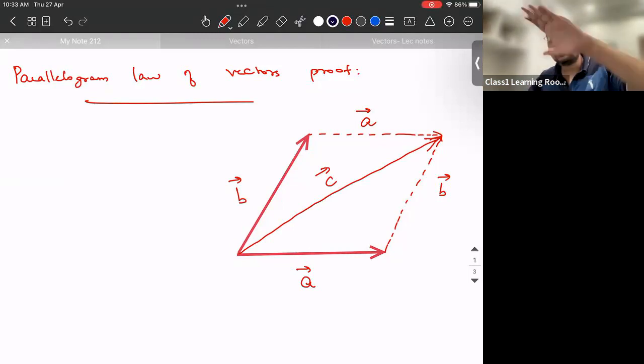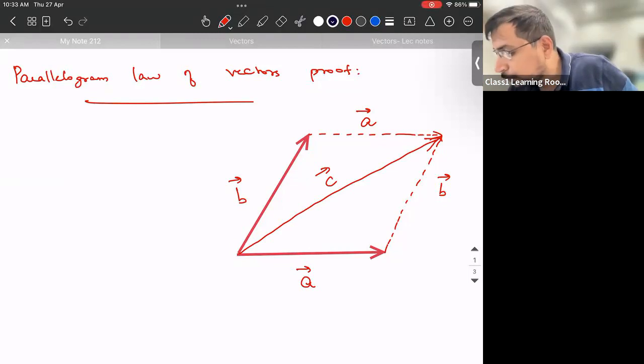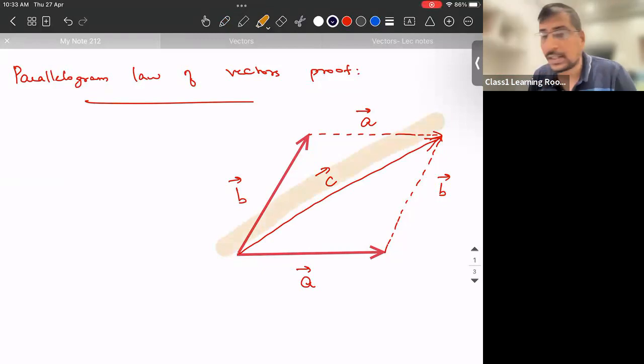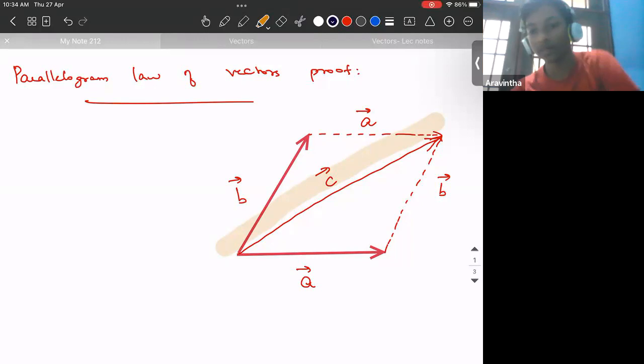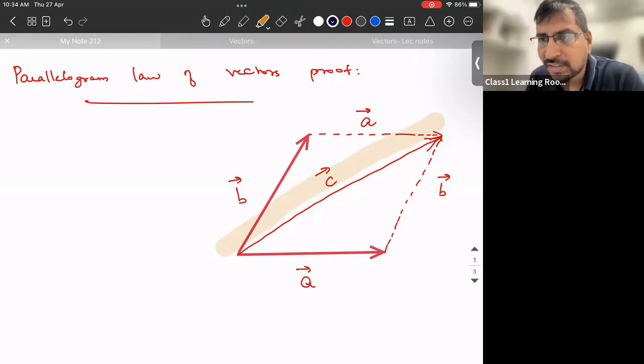So, if I cover the top part of the parallelogram, then is the bottom not looking similar to that of a triangle law? Yes, sir. A and B are in order, and C is the closing side of the triangle taken in the reverse order. That is why the parallelogram law and the triangle law of vectors are actually the same.